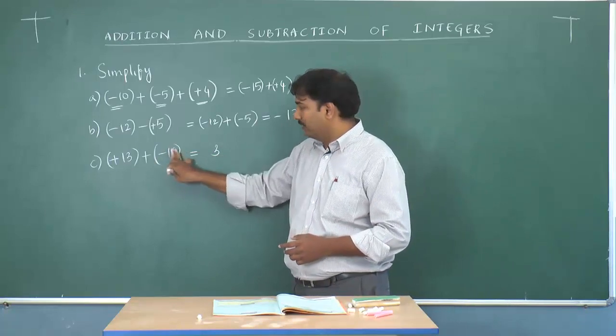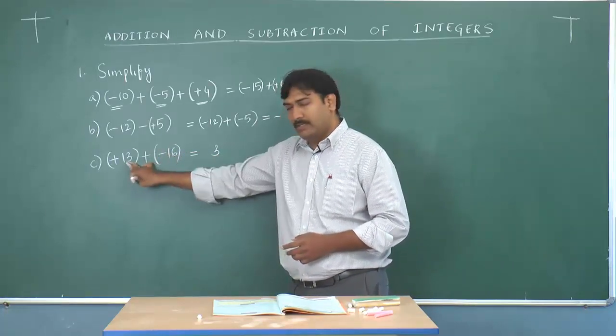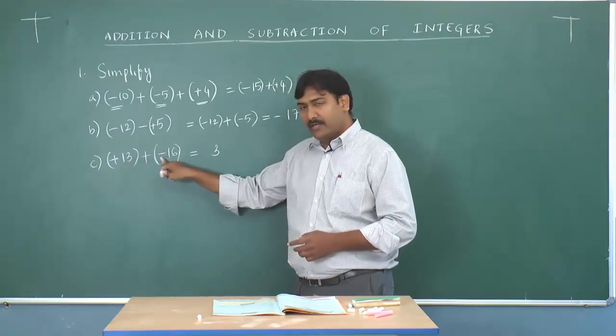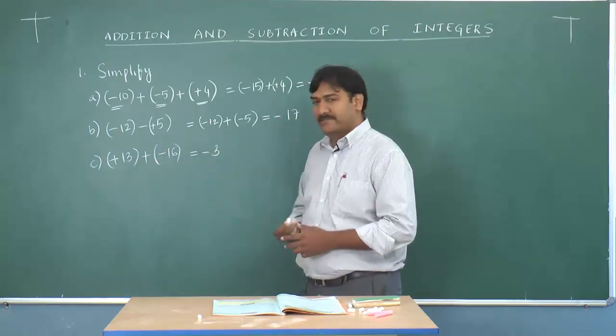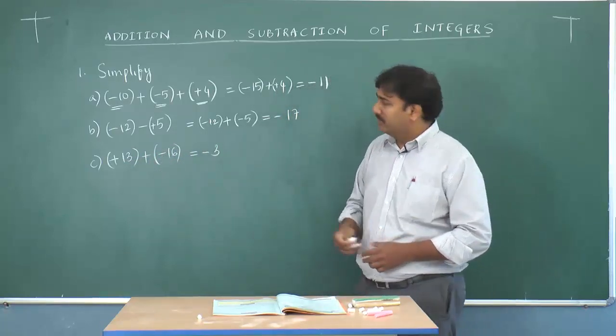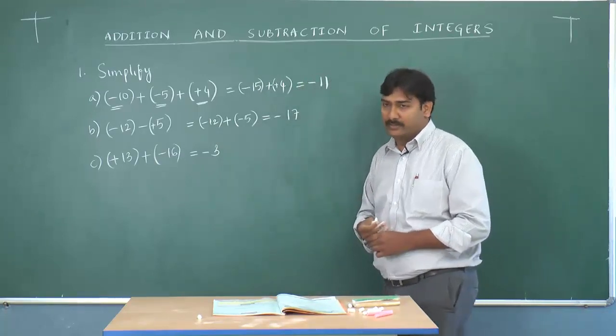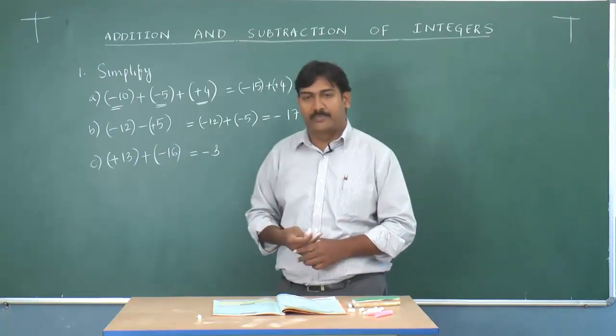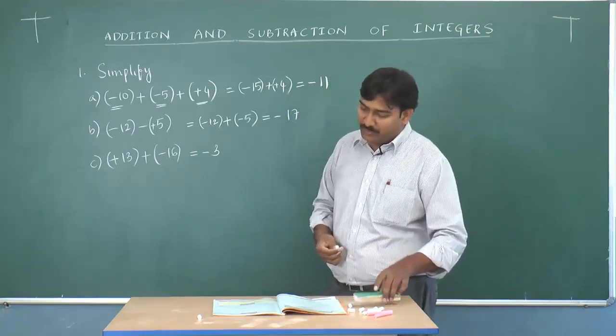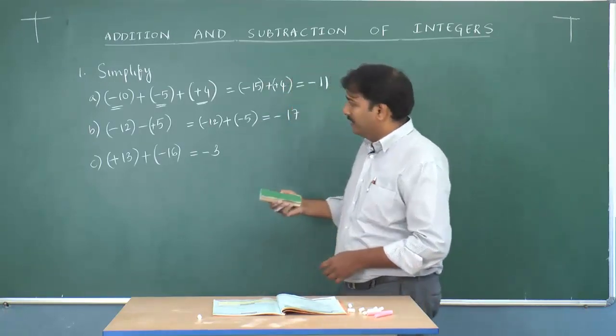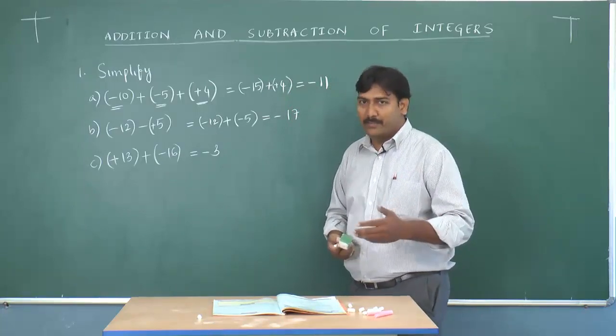The greater numerical is 16. Among 16 and 13, the greater numerical is 16. The sign for it is minus, so the answer is going to be minus 3. These are simple examples for the addition and subtraction of the numericals based upon the rules we have learned. And let us go to some examples to find the values of the addition and subtraction of integers based upon the number line.